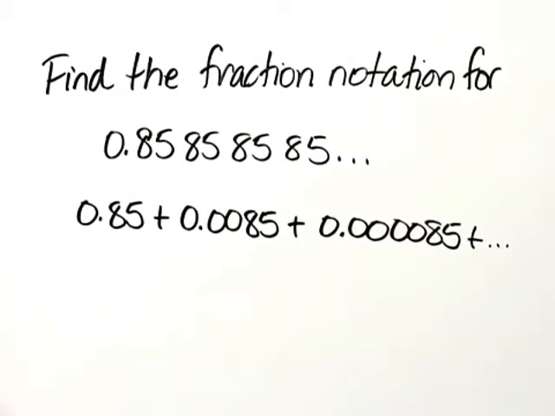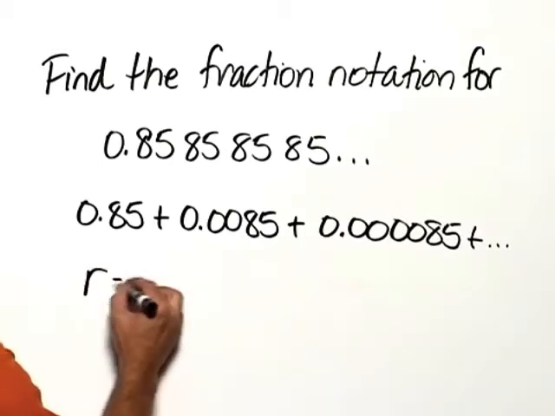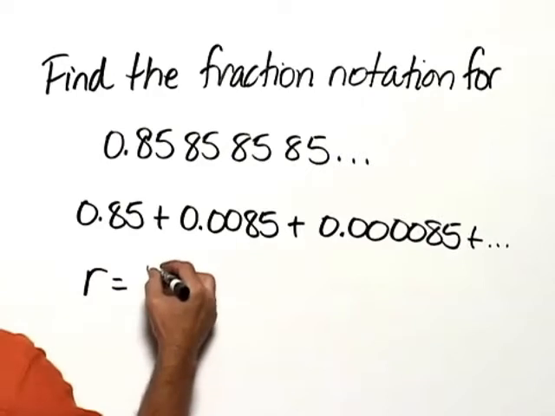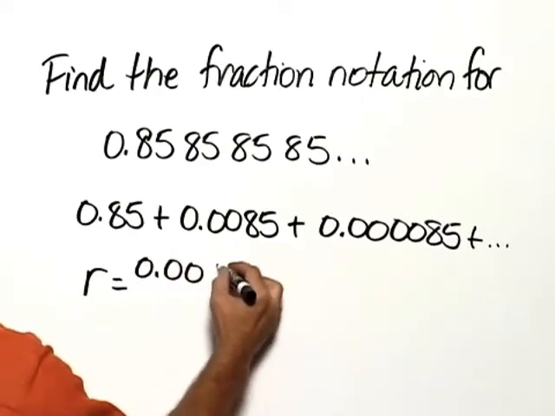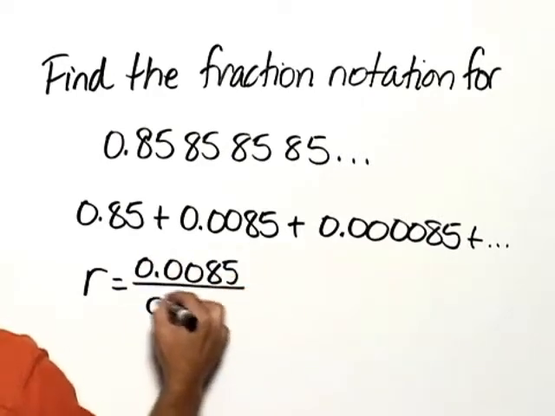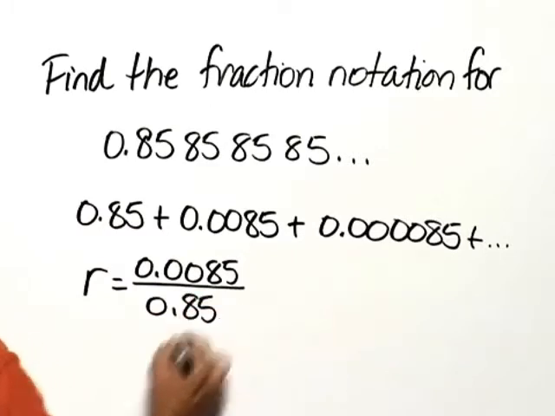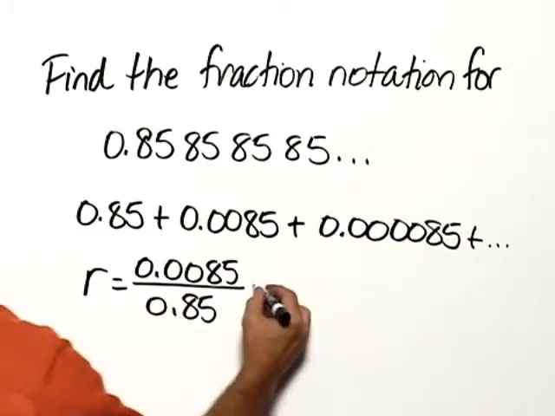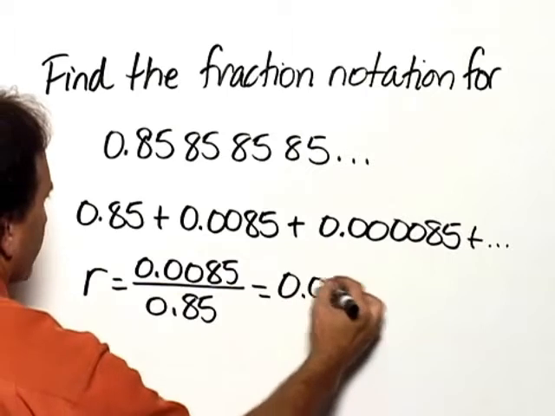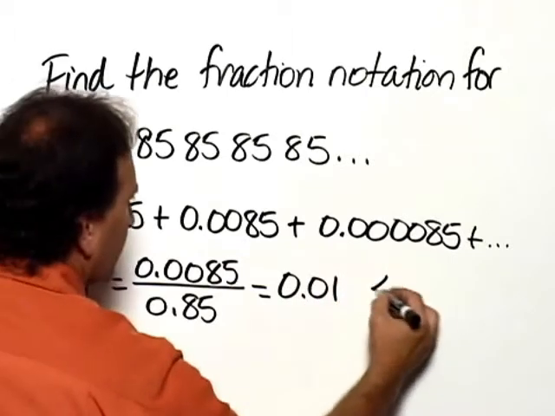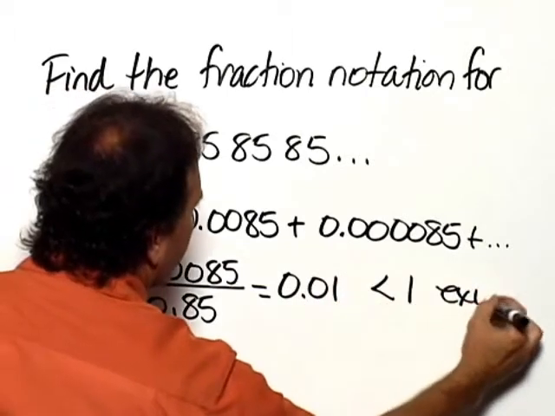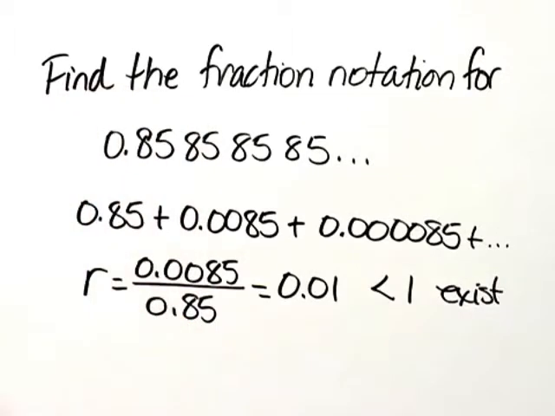And to find the fraction notation for this would be the equivalent of finding the limit if it exists. So first, let's determine whether the limit exists by calculating r. R would be equal to 0.0085 divided by 0.85. That's equal to 0.01, which is clearly less than 1, and therefore the limit does exist.